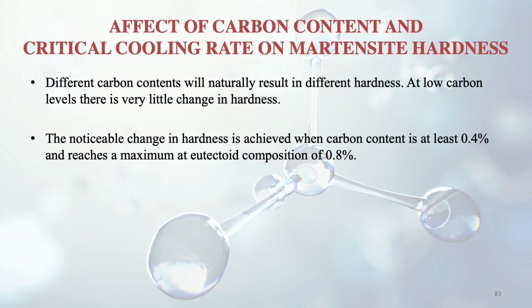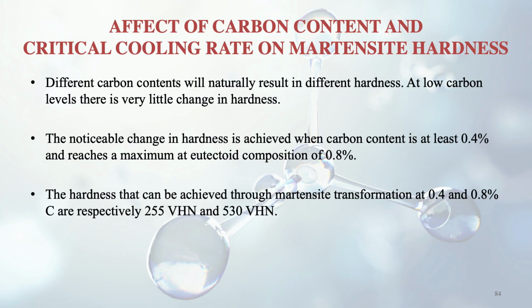The noticeable change in hardness is achieved when carbon content is at least 0.4%. So if it is about 0.4% carbon content, then we can see an increase in hardness. And this hardness reaches a maximum at the eutectoid composition of 0.8%. Again, at the eutectoid point, the martensite will be the hardest one, 0.8% carbon. So the hardness that can be achieved through martensite transformation at 0.4 and 0.8% carbon are respectively 255 Vickers hardness number and 530 Vickers hardness number. So you can see the change from 0.4 to 0.8, it is a drastic change, how the hardness is increased.